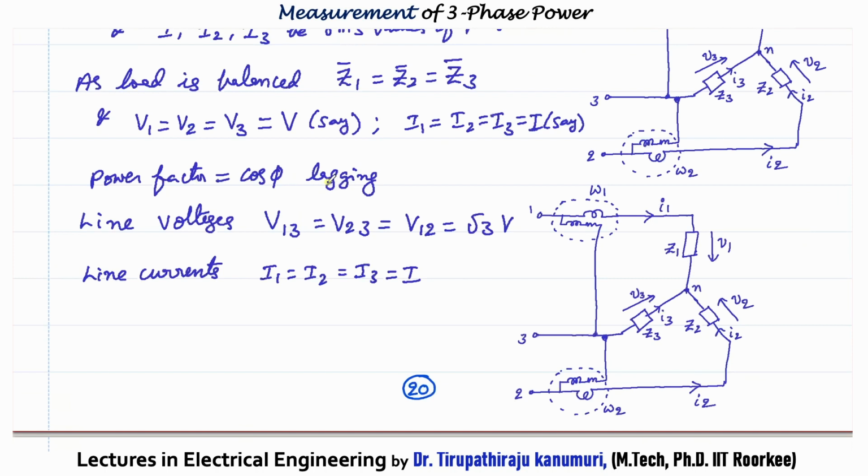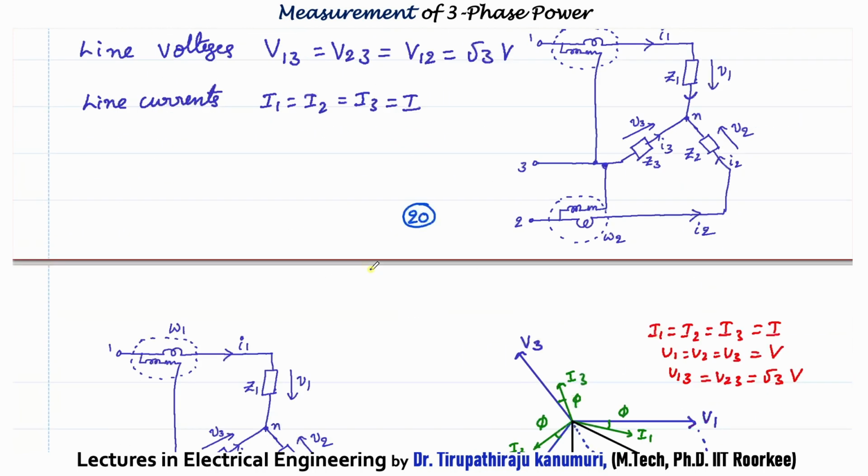Then the line voltage, because in a 3-phase system we know the line voltage will be √3 times the phase voltage. So the line voltage between any 2 phases, 1-3 for example, 2-3, 1-2, whatever you take, will be √3 times the respective phase voltages. And for the line current, in the case of star, whatever current is passing in the line, the same will pass in the phase also. That's why I1 is equal to I2 is equal to I3 is equal to I.